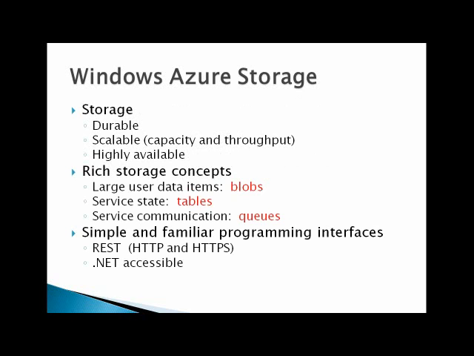So, three concepts for storage. The first one is it's durable, scalable, and highly available. The second is you can have various types of storage concepts. So you can have blob data, which is what we use in the Aqua application. You could have normal relational tables. And then third, you can have reliable communication with queues. In order to access all of this storage, you use REST APIs, HTTP and HTTPS, or .NET APIs. So you have an option.